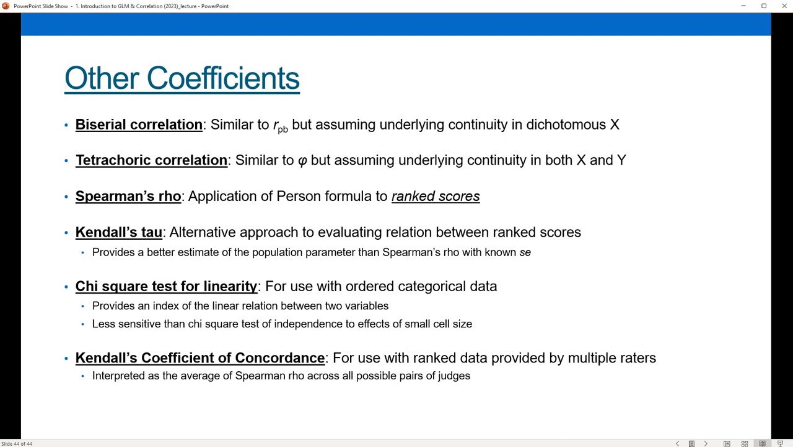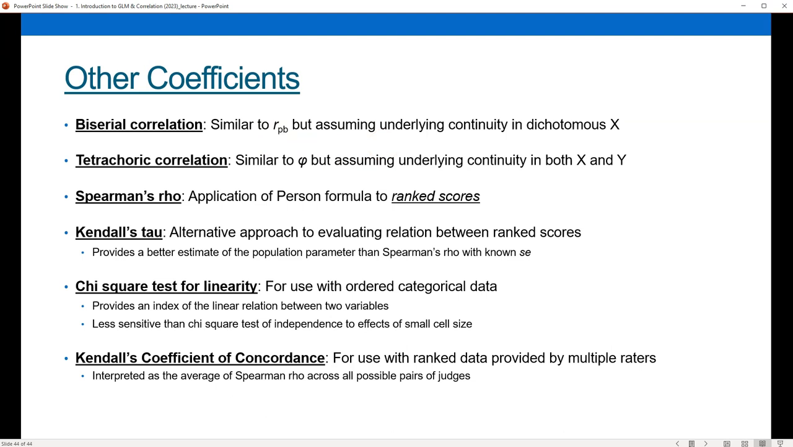Okay, but there are going to be other situations where we have distributions or levels of measurement that don't necessarily fit quite in there. And we have different correlation coefficients for those cases. This is not an exhaustive list, but for some examples, a biserial correlation, similar to my point biserial, but here what we're doing is we're assuming continuity in the dichotomous X.